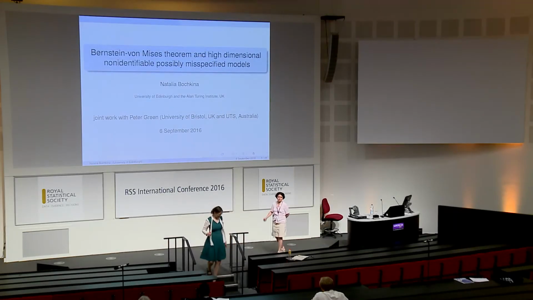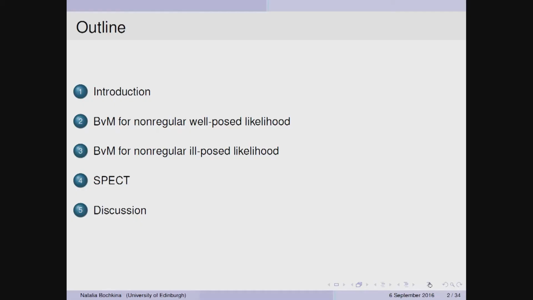So what I'm going to talk about is the latest results of the type of models we've been working on with Peter Green, which has been extended recently to ill-posed and misspecified models. So I'll start with the introduction to the problem, and then I'll go briefly through the result for the well-posed likelihood, and then the extension to the ill-posed likelihood. The well-posed case also includes possible model misspecification, and then I illustrate on the motivating example that we had, and I conclude with the discussion.